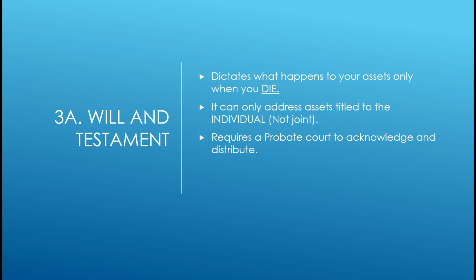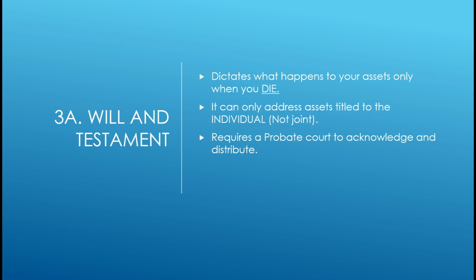It also has to go through probate court, and it only addresses assets titled to the individual, not joint. So you have a will and testament for yourself, and you should have an individual one for your spouse as well, because it does not include joint accounts. In an account at a bank or whatever, it'll split it 50-50 in probate, but you can tell in your will and testament where your 50% is going. So that's the best way to do it.